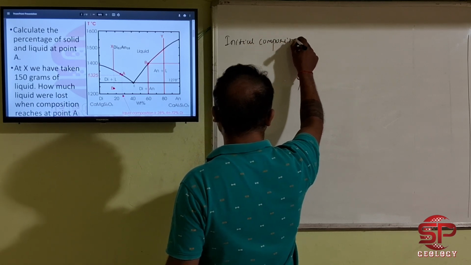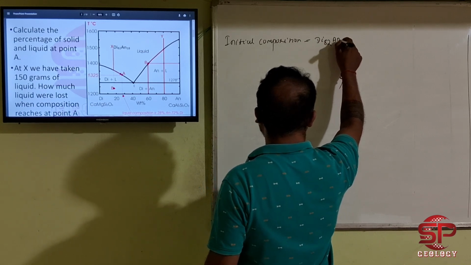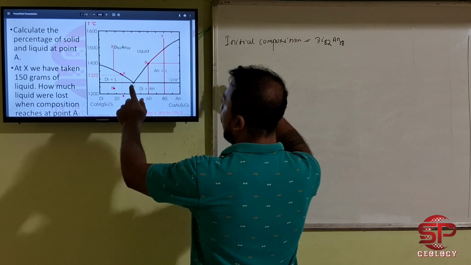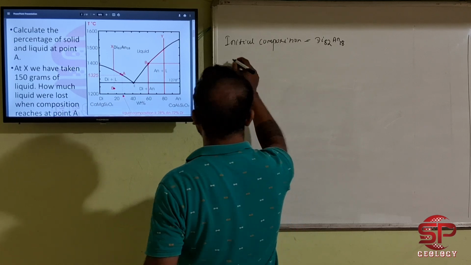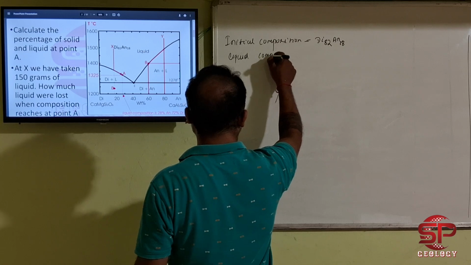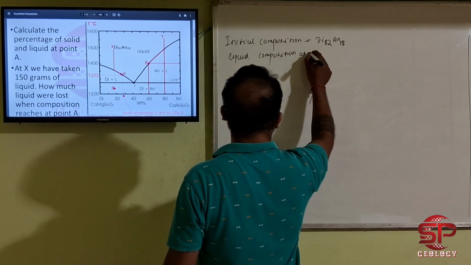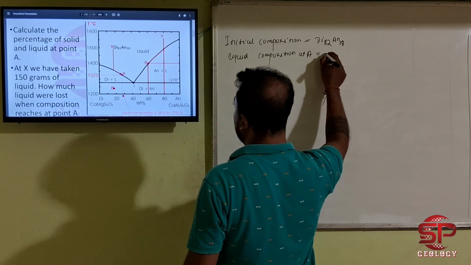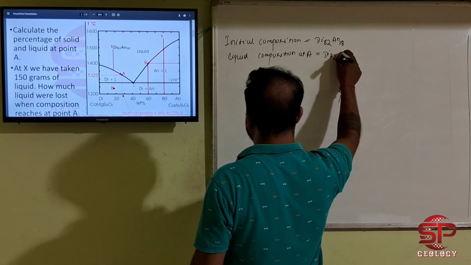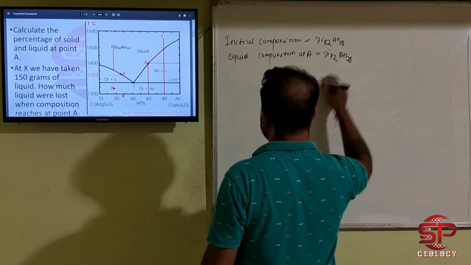Initial composition is diopside 82, anorthite 18. So we have to calculate the liquid percentage and solid percentage at A. The liquid composition at A is given: diopside 72, anorthite 28.